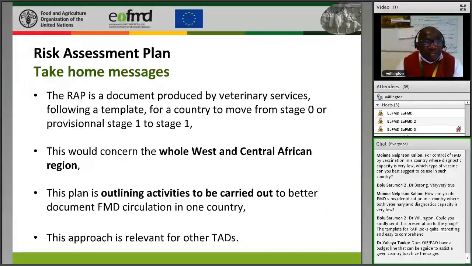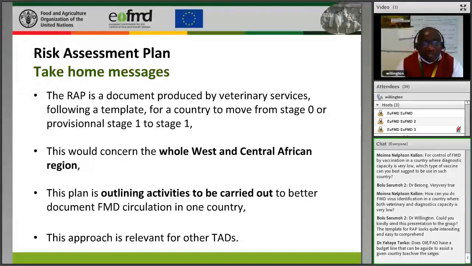So the final take-home message on the risk assessment plan: we have to retain that the risk assessment plan is a document produced by veterinary services following a template for a country to move from stage 0 or provisional stage 1 to stage 1. This would concern most of the countries in the West and Central African region.